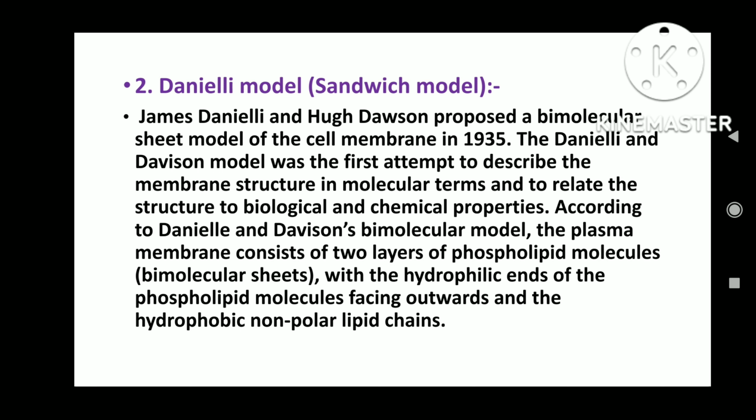According to the bimolecular model of Danielli and Davson, plasma membrane consists of two layers of phospholipid molecules, a bimolecular leaflet, in which phospholipid molecules are arranged in such a way that hydrophilic heads of the phospholipid molecules face outside and hydrophobic nonpolar lipid chains are associated in the inner region of the leaflet.